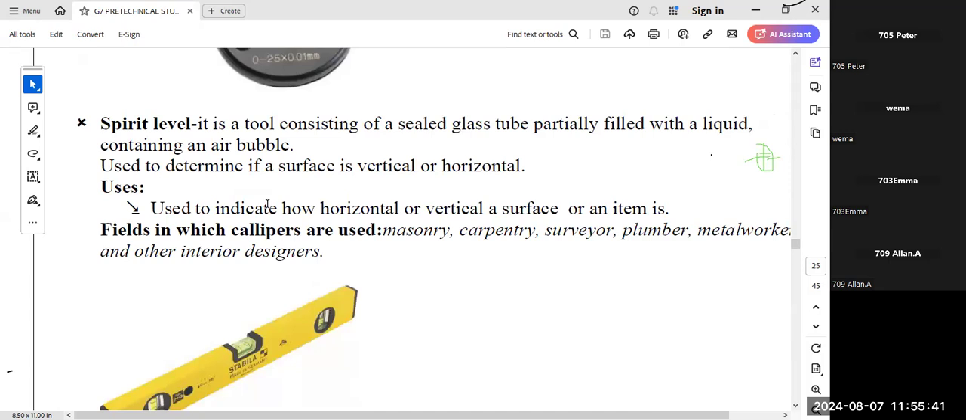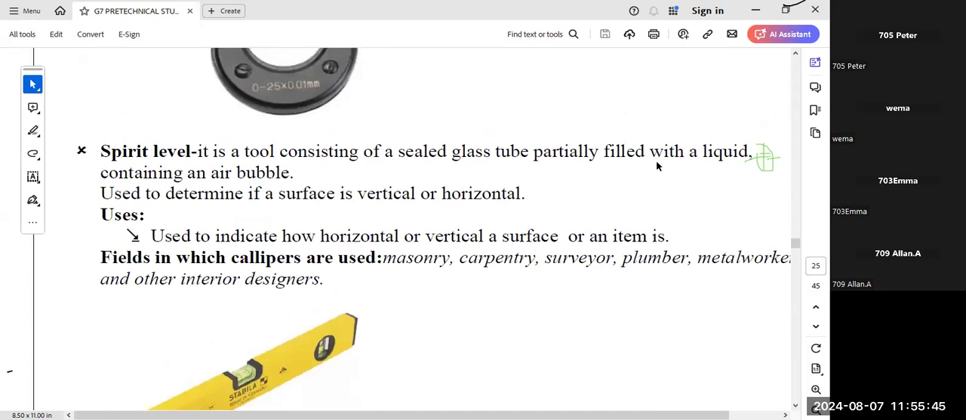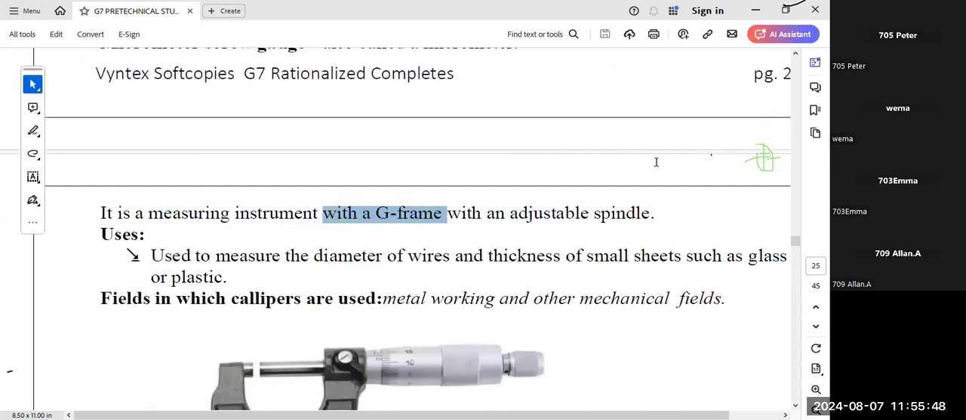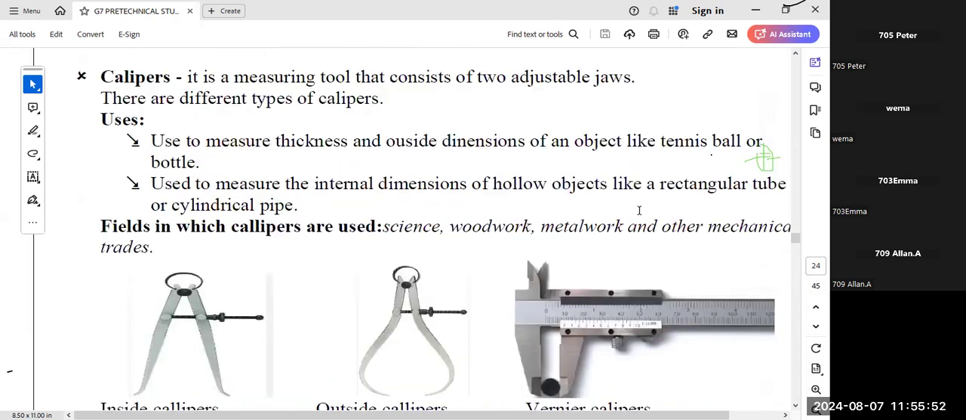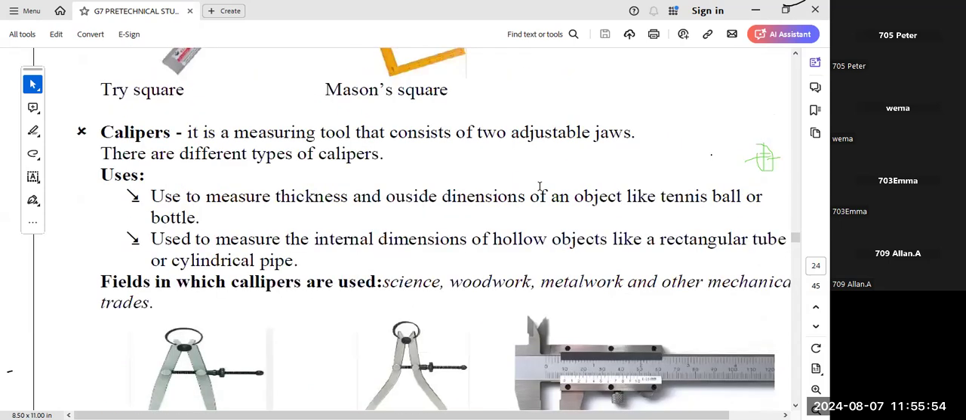From the chart, may you please go back to the meaning of calipers? Okay, calipers. Peter, there we are, here, calipers.